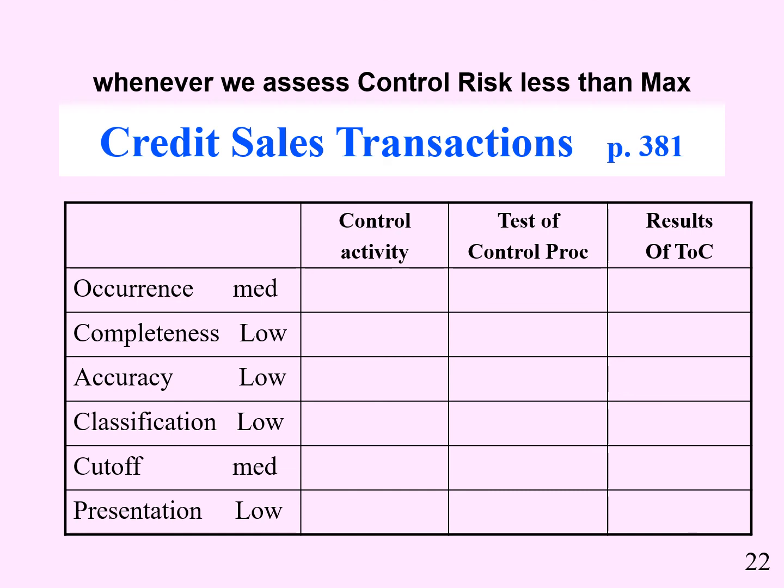So occurrence, what's occurrence mean? All recorded sales represent shipments to real customers. So what controls do they have in place? Well, there's an invoice, there's a bill of lading, there's a customer order. So we know the customer ordered it. How can we test that? Oh, we'll design a test to make sure that for each sale there is an invoice, bill of lading, and sales order, and then we're going to evaluate the results.